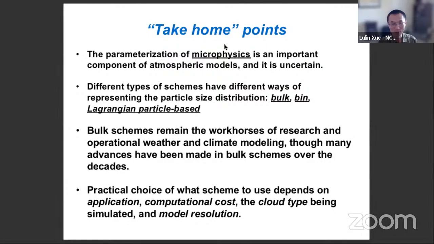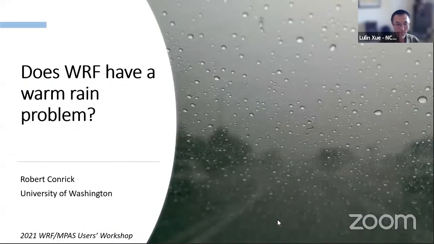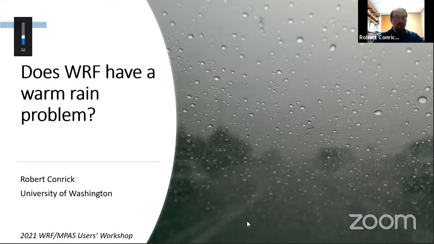We'll continue our session with our second speaker, Robert Conrick from University of Washington. And the title is, Does WRF Have a Warm Rain Problem? So here we go, Robert. All righty, thank you very much. And I thank Hugh Morrison for that great microphysics introduction. Saves me a lot of work here.